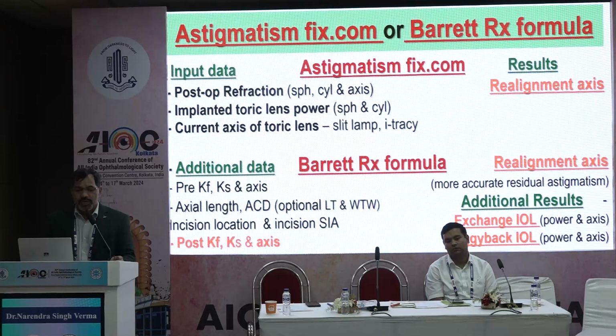In the Barrett RX formula, in addition to this, you have to add pre-op keratometry, their axis, axial length, ACD, lens thickness, incision location, and incision SIA. All these things you have entered in the Barrett toric calculator while calculating the toric axis of alignment. So no additional data is required. The extra data is only one: post-op keratometry. You have to enter post-op keratometry. It will provide you two additional results: you will get the exchange IOL and the piggyback IOL.